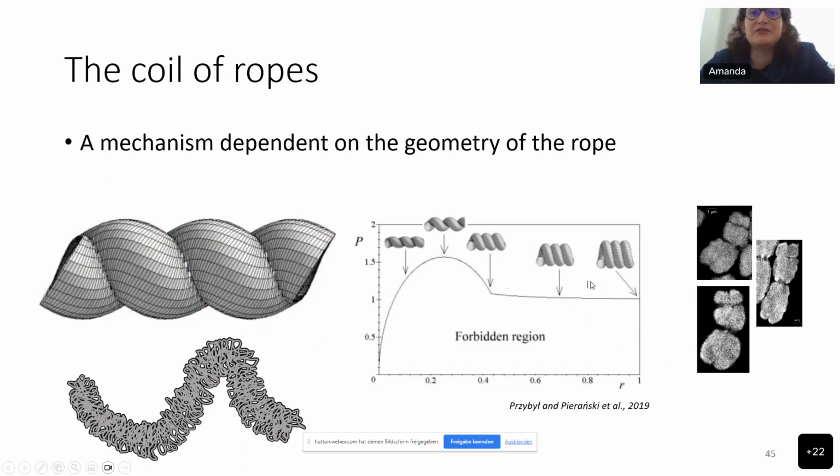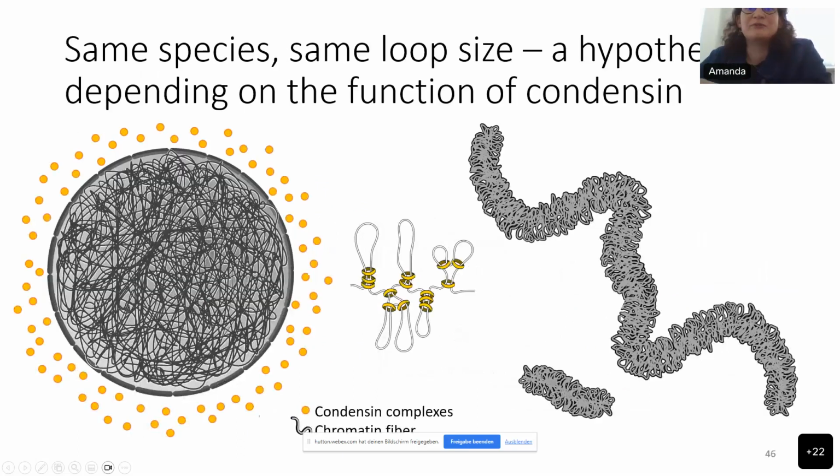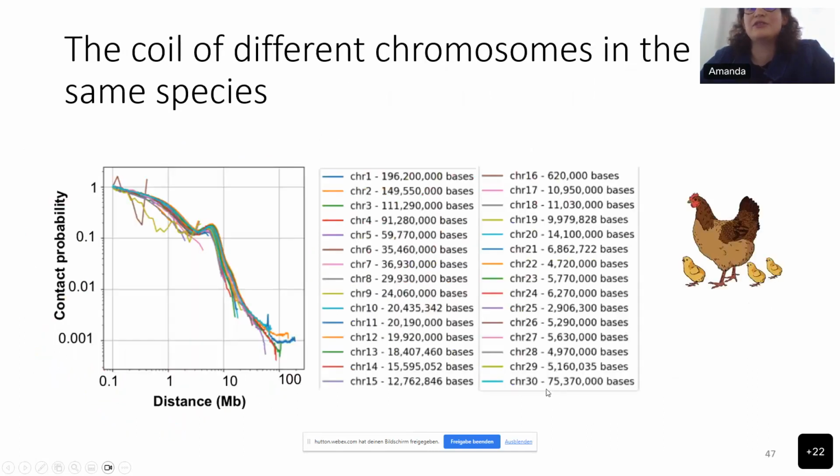So my future plan is to compare these possible organizations depending on the length of the chromonema, so the radius of the chromonema, and to see if there really are some constraints on the size of the chromosomes. And the idea is that for the same species, the loop sizes should always be the same regardless of the size of the chromosome, because it depends only on the concentration. And so if you have longer chromosomes, you will always have the same loop size. And longer chromosomes could then coil, but smaller ones could not.